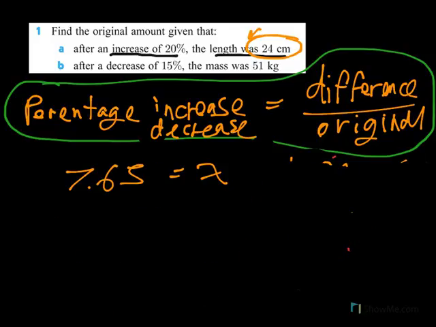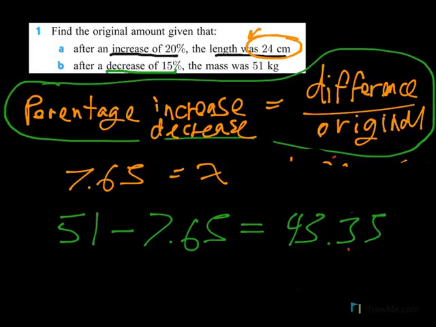What do we do with 7.65? Again, remember, this problem has decreased by 15%. So we need to take 7.65 and subtract that from 51 to find what the new mass is. So our answer is 43.35. That is the new mass.